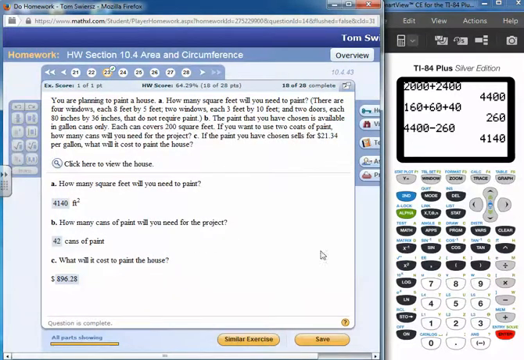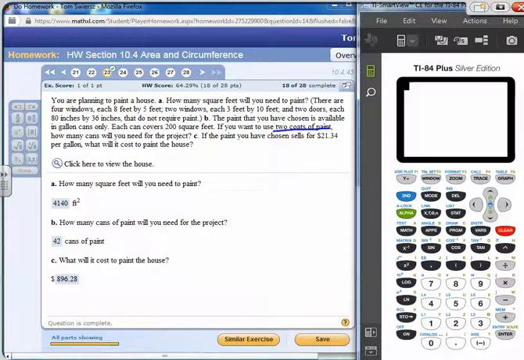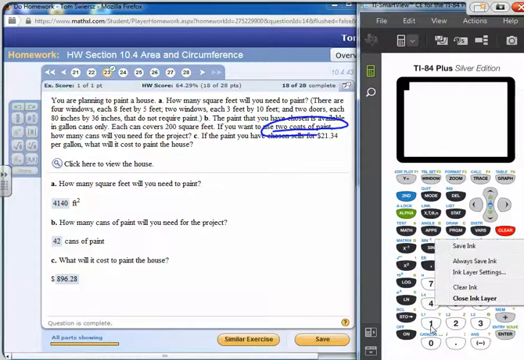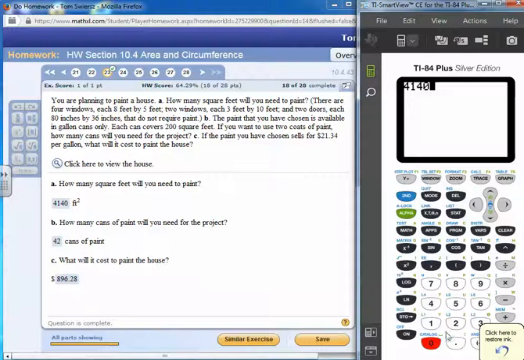Now, how many cans of paint will you need for the project? Now, be careful here. You are going to go ahead and do 2 coats of paint. Okay? There's 2 coats of paint. So that means we have to double the area. Each coat is 4,140 square feet times 2 for 2 coats, and we get a total area of 8,280 square feet.